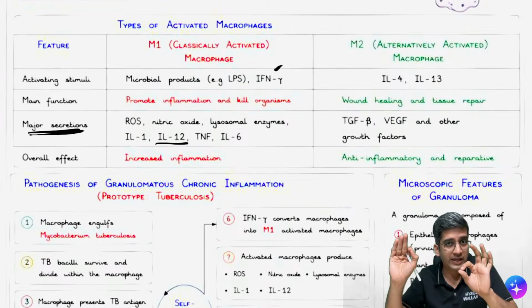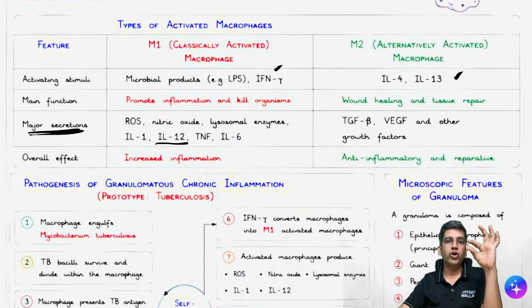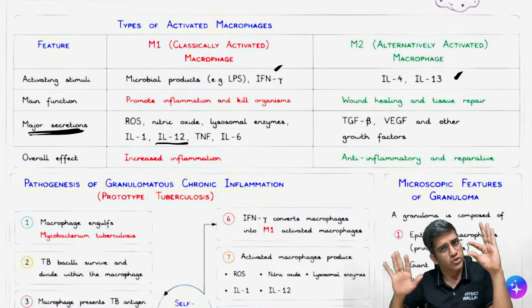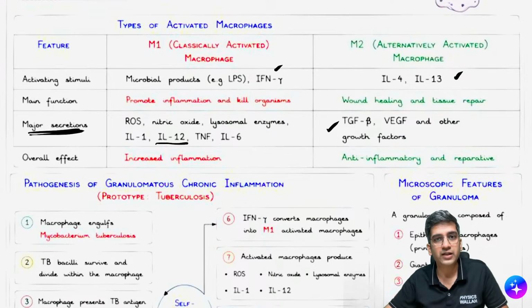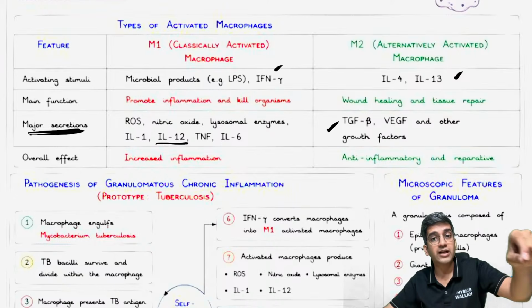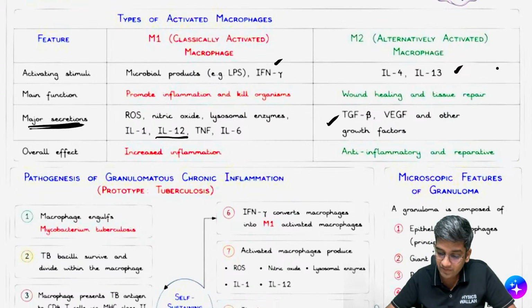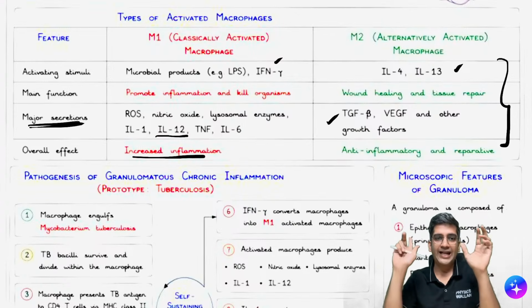M2 or alternatively activated macrophages will be there when a normal macrophage is exposed to interleukin 4 or 13. The job here is also secretion, but not interleukins. They secrete VEGF, they secrete TGF beta. They help in wound healing. VEGF, vascular endothelial growth factor, produces blood vessels. It helps in neovascularization, granulation tissue. TGF beta produces fibroblasts and collagen. This is anti-inflammatory and reparative, and the M1 is pro-inflammatory. So I have two pathways of activated macrophage, right?